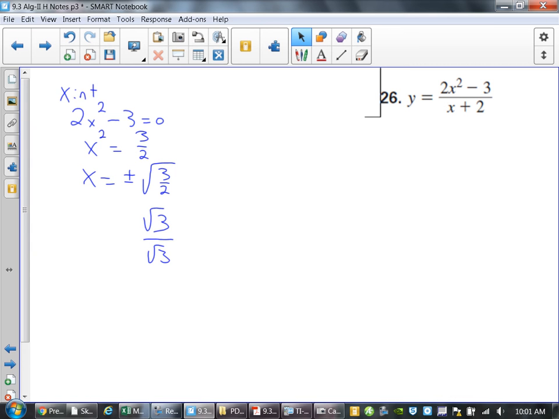Wait, is that the x-intercept for everything? Yeah. When you do that, you have to multiply the top and bottom by the square root of 2, so you get plus or minus root 6 over 2. That's your x-intercepts. Anytime you have a radical in the denominator, that's bad. Do you rationalize? Yeah. Just like i in the denominator. Same rules apply as in geometry.